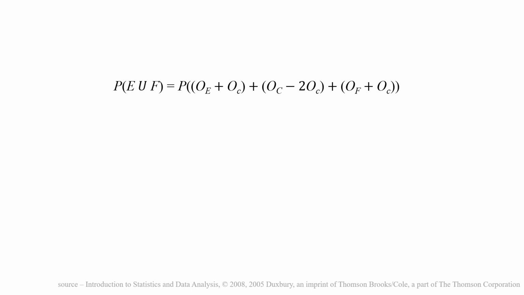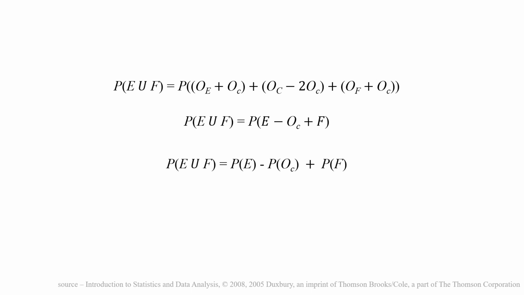Since OE plus OC equals event E and OC minus 2OC equals minus OC and OF plus OC equals event F, this equation can be rewritten as probability of E union F equals probability of E minus OC plus F. The right hand side in the above equation can be replaced with their respective individual probabilities and can be rewritten as probability of E union F equals probability of E minus probability of OC plus probability of F.